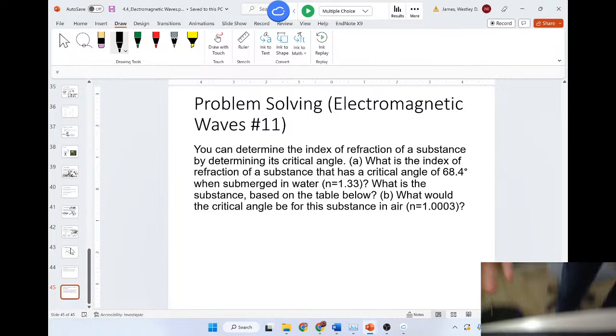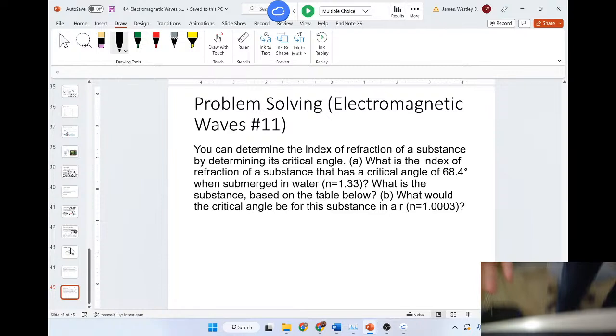You can determine the index of refraction of a substance by determining its critical angle. What is the index of refraction of a substance that has a critical angle of 68.4 degrees when submerged in water? What is the substance based on the table below? That's where you have to go back to the other table. In your problem set, I give you the table, it's in there. So, what would be the critical angle for the substance in air?